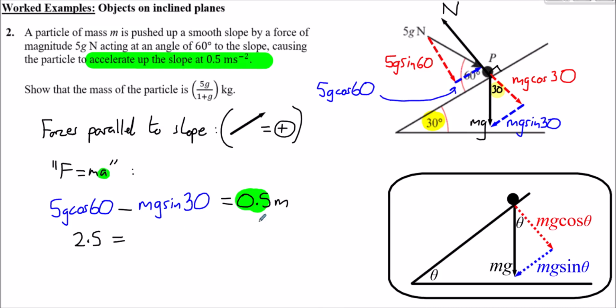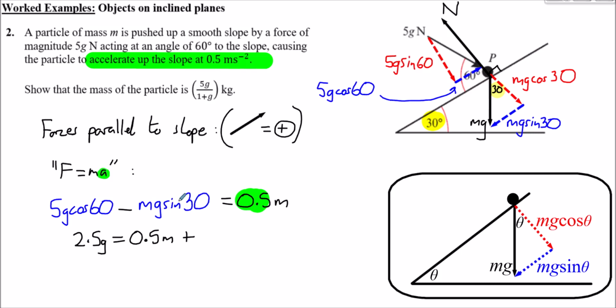Then what I want to do here is to get all the terms in m onto the other side of the equation. So if I add mg sine 30 to the other side, I'm going to get 0.5m plus whatever mg sine 30 is in terms of g. By the way, this here, 5 cos 60 is 2.5, so it's only 2.5g. Apologies, just almost missing that out.